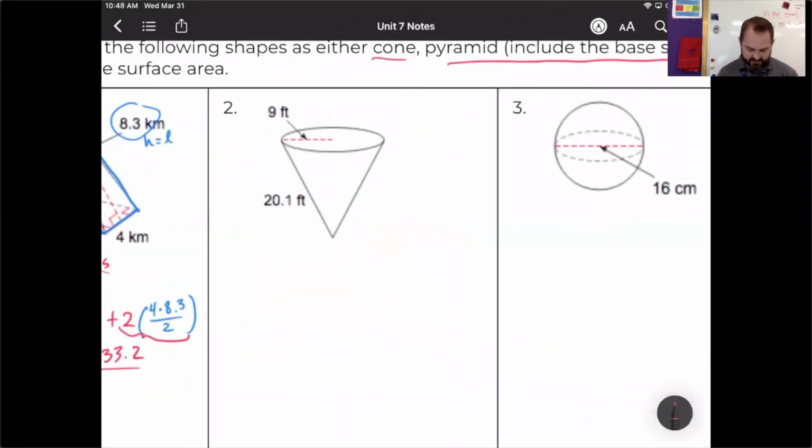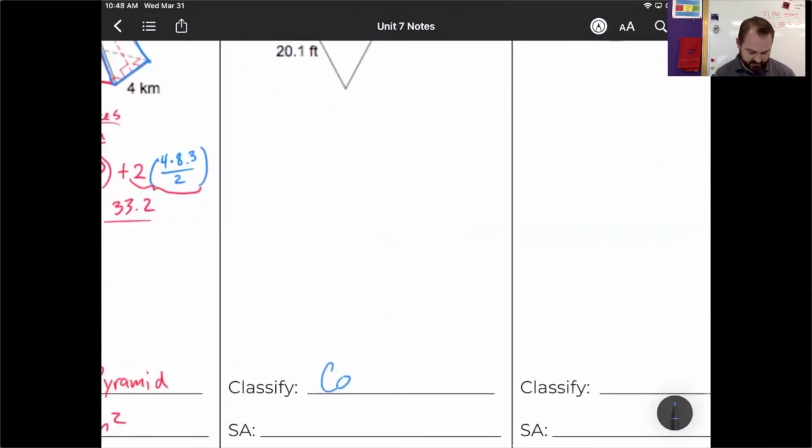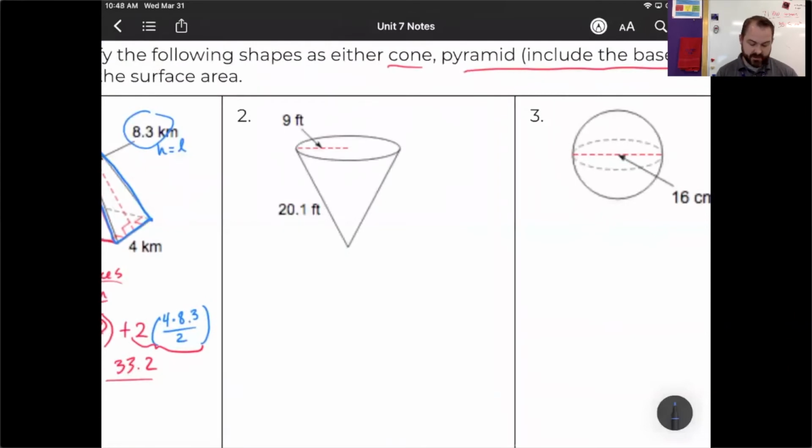All right, we want to classify first. Obviously, this should be recognized as a cone. We don't have to specify anything other than just the word cone on that. Okay, the cone has a radius of 9. You need to recognize that's the radius. And this slanted measurement along the outside is called the slant height, L. All right, and we need to really understand slant height for that.